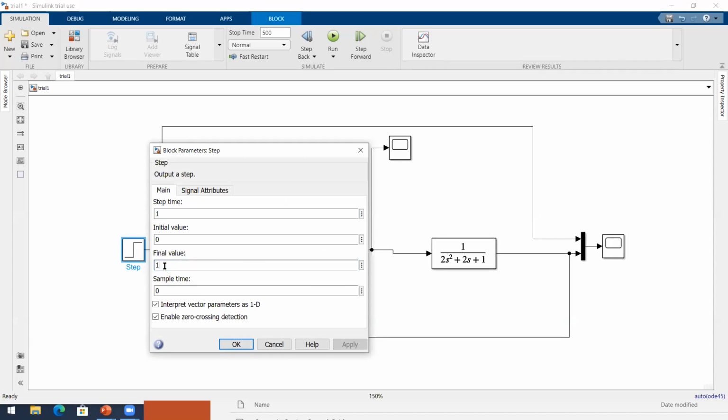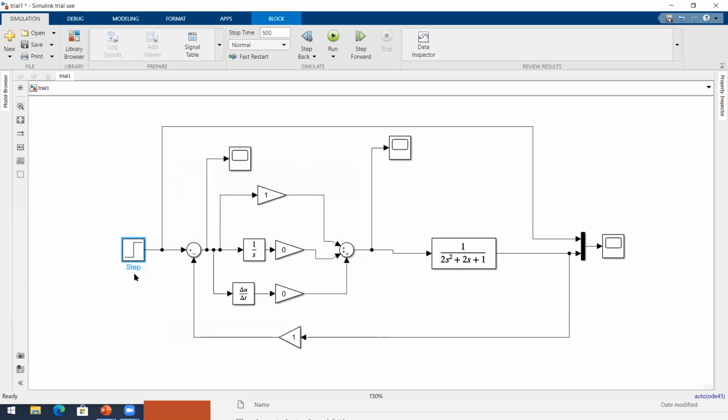I can even put 1000. I can put 500. Any value is okay, depending on what is required. Suppose you are talking about heating, then the temperature required is what you have to put here, the final value. So that is the step input.